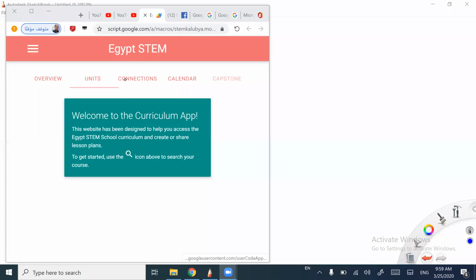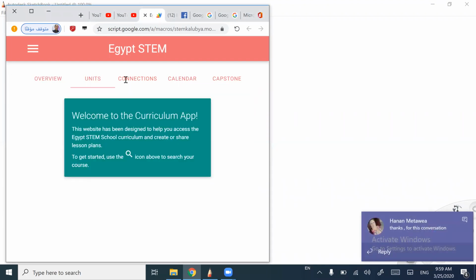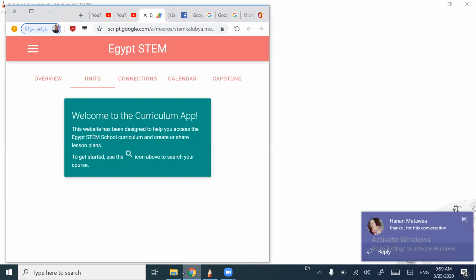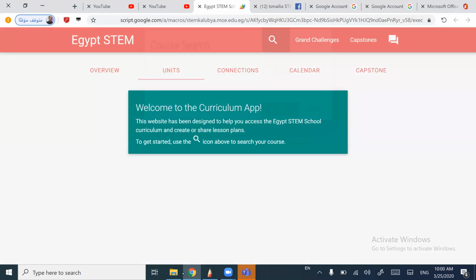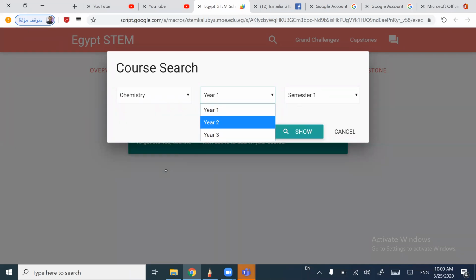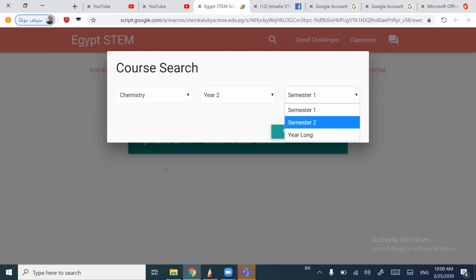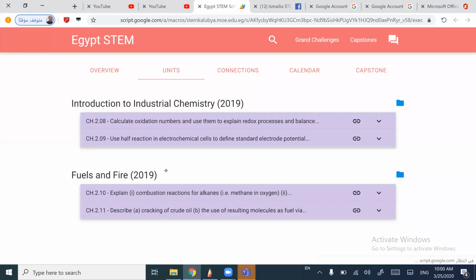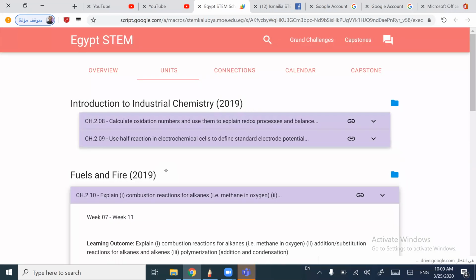هنبدأ بأول حاجة نستعرض الحاجات اللي موجودة عندنا في الوين أمب الخاص بحضراتكم. Searching icon. أوكي، تعالوا بينا نعمل search chemistry, year cam 2 semester 2. ده إن شاء الله احنا شغالين في third learning outcome.